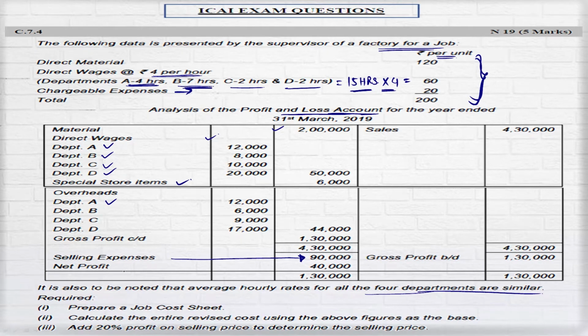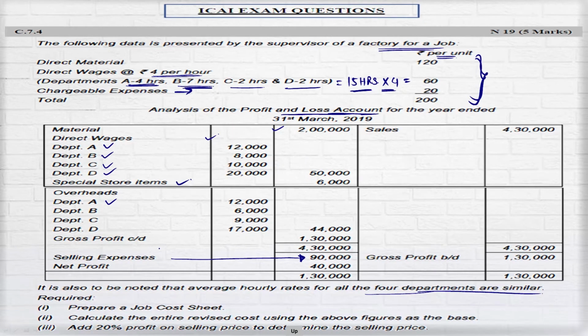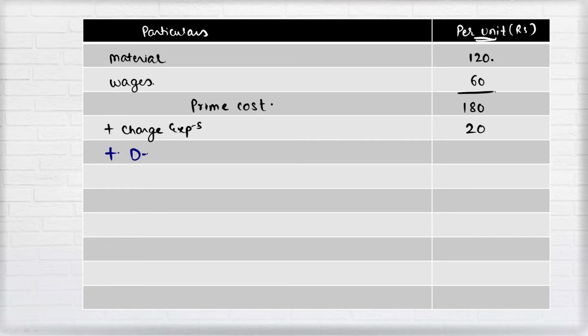There is a chargeable expenses of rupees 20 plus chargeable expense rupees 20. It can be taken in prime cost also. Chargeable expenses can be taken in prime cost also, can be taken in overhead also. Alright. Finding out overhead will be somewhat typical. For this job, a worker will be working in department A for how many hours? Department A, he will be working for 4 hours. Sir, what will be wages? No, wages we have already considered. We are finding out overhead.